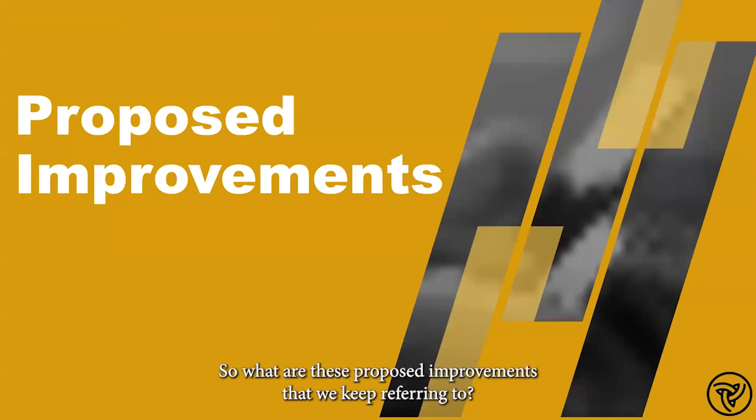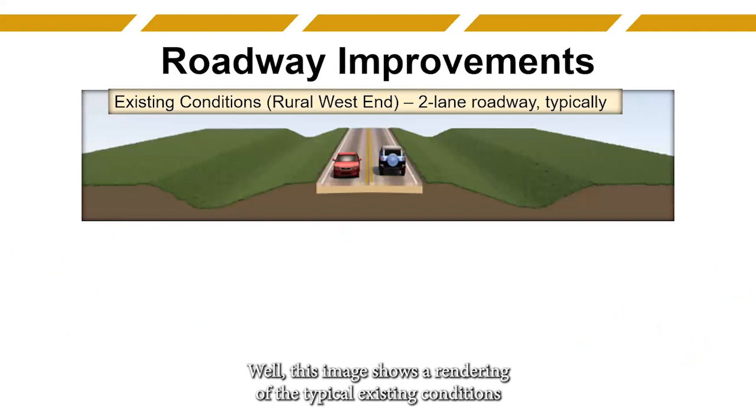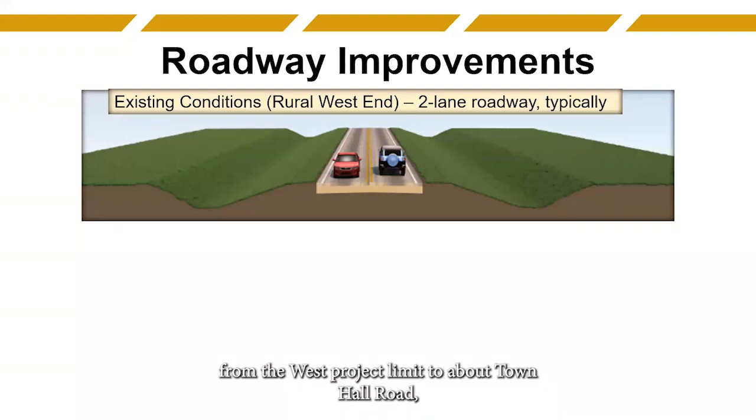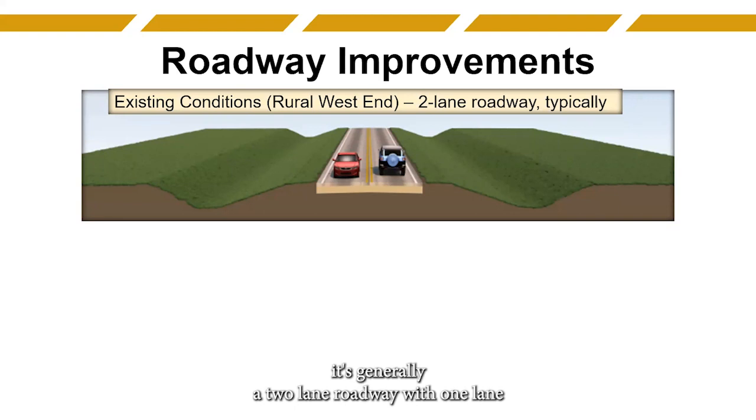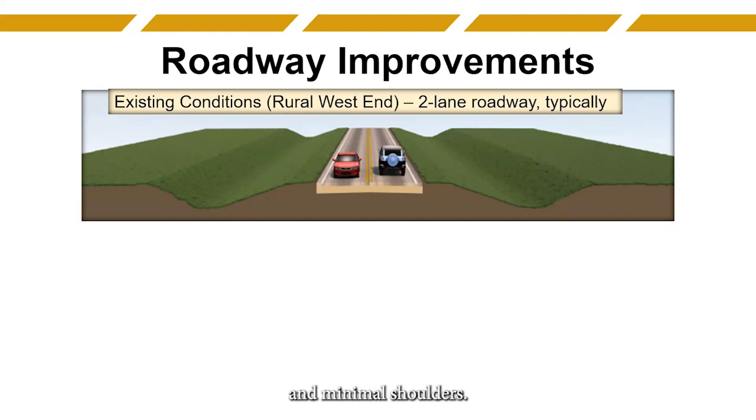So what are these proposed improvements that we keep referring to? Well, this image shows a rendering of the typical existing conditions on the west end of the project in the more rural section from the west project limit to about Town Hall Road. It's generally a 2-lane roadway with 1 lane in each direction, widening to include turn lanes at the intersections, but otherwise separated by a double yellow line and minimal shoulders.